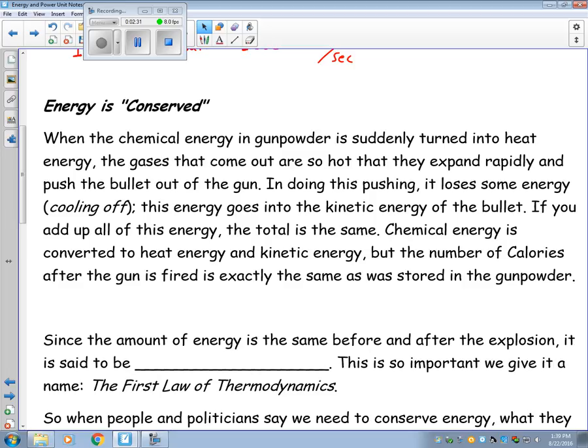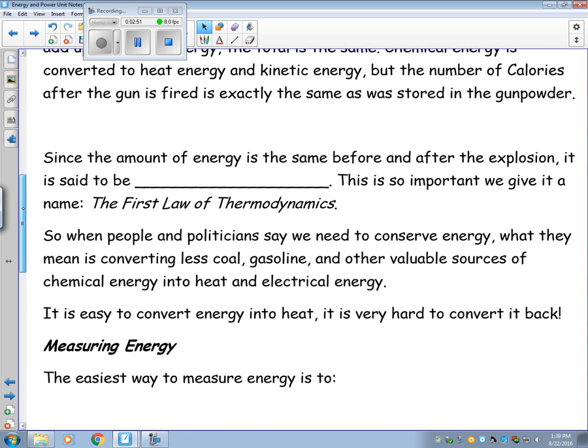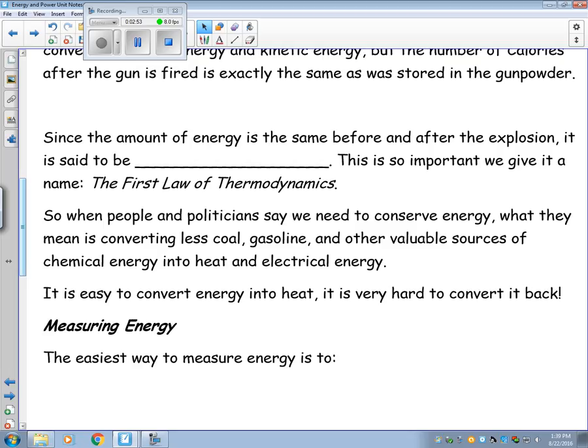So if you add up all the energy, the kinetic energy of the bullet, the heat energy of the gas, all of that energy will be the same. It's that the chemical energy is being converted into heat and kinetic energy. But the number of calories after the gun is fired is exactly the same as the number of calories that was stored in the gunpowder. So, since the amount of energy is the same before and after the explosion, it is said to be conserved.